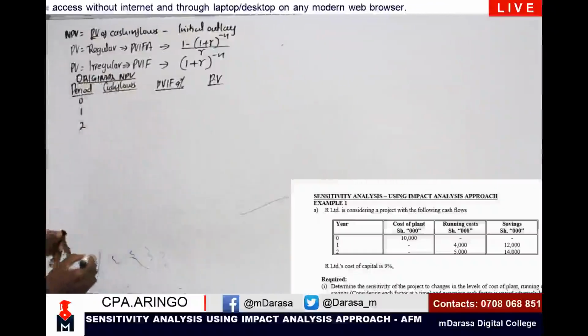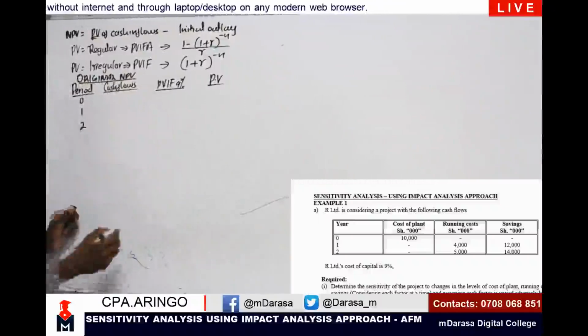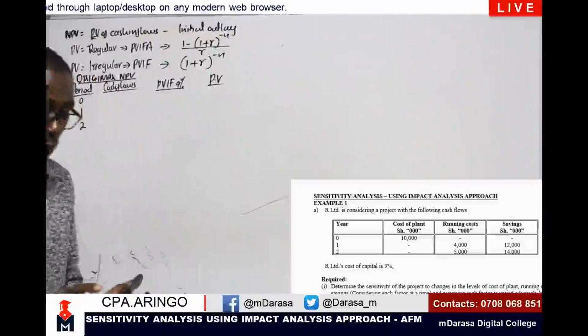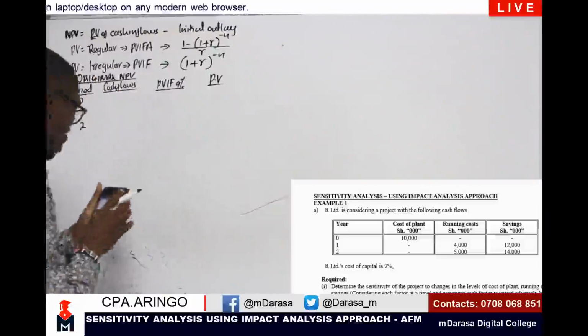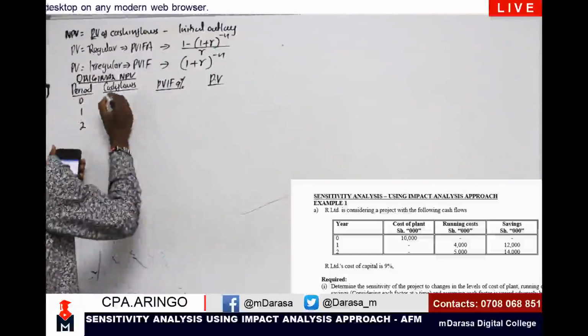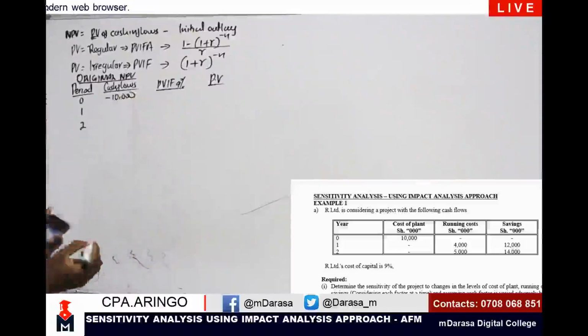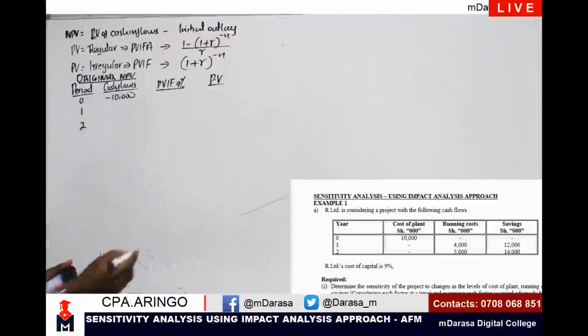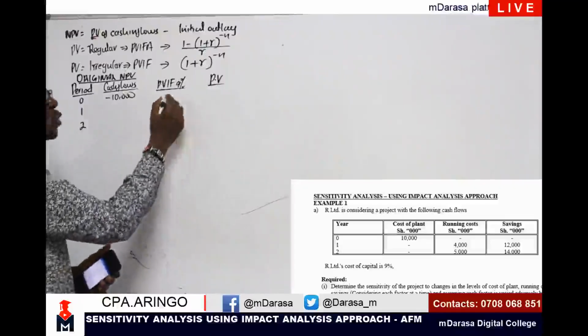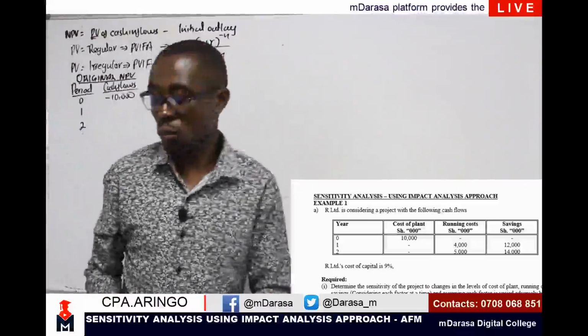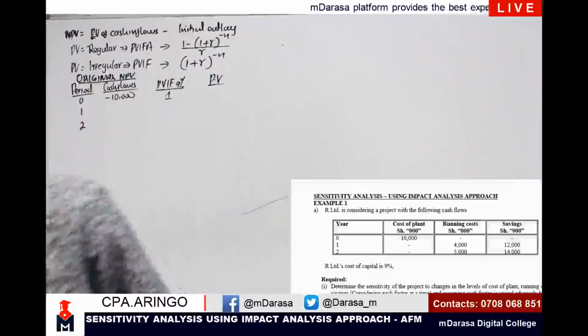So, year 0, our cash flow is an outflow. An outflow of how much? Our investment here, we are told the cost of the plant is what? 10 million. So I'll be having minus 10, and our figures are in thousands, right? What is the present value interest factor at 9%, year 0? Whichever rate you're using, year 0 will always give us 1. And we can prove that here.